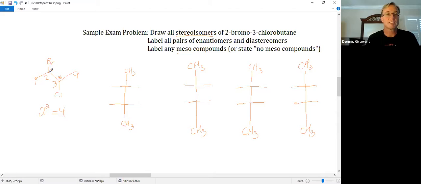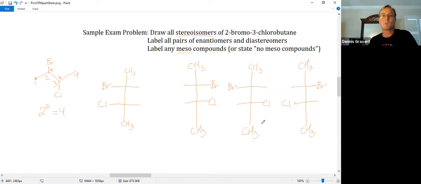All right, I took care of all the carbons of the molecule. I'm left with the H's and the halides on carbons 2 and 3. So we could put both halides on the same side. We could put them on opposite sides. We put the bromine on the top left, chlorine bottom right, or we can reverse that: bromine on the top right, chlorine on the bottom left. That's it. Those are all the possible arrangements of bromine and chlorine on carbons 2 and 3.